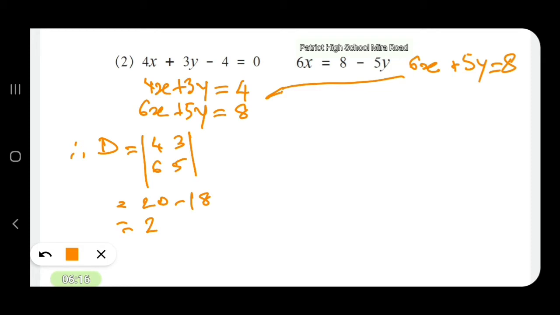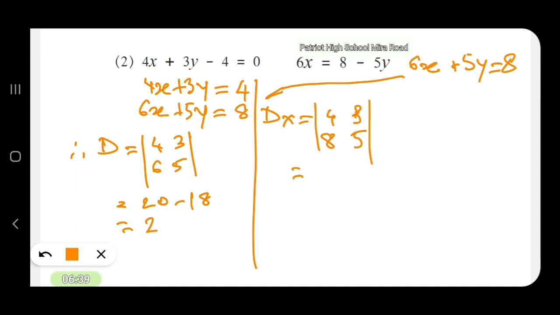Now we have to find the value of Dx. So in place of the coefficients of x, we will bring the constants 4 and 8. So it will be 4, 8, 3, 5. Cross multiplying, we have 4 5s are 20 minus 3 8s are 24. So Dx will be minus 4.